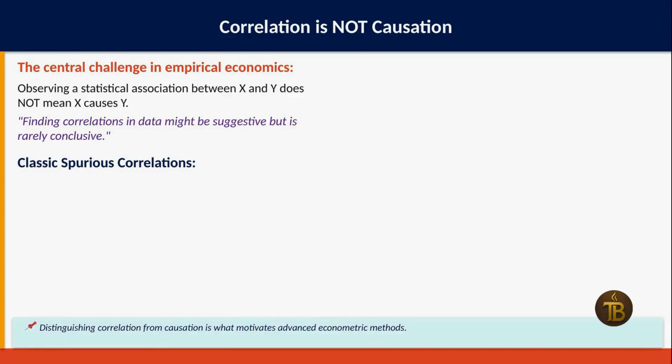The central challenge in empirical economics is this: just because we observe a statistical association between X and Y does not mean X causes Y. Finding a correlation in the data might be suggestive, but it's rarely conclusive on its own. Let's look at some classic spurious correlations to see why.